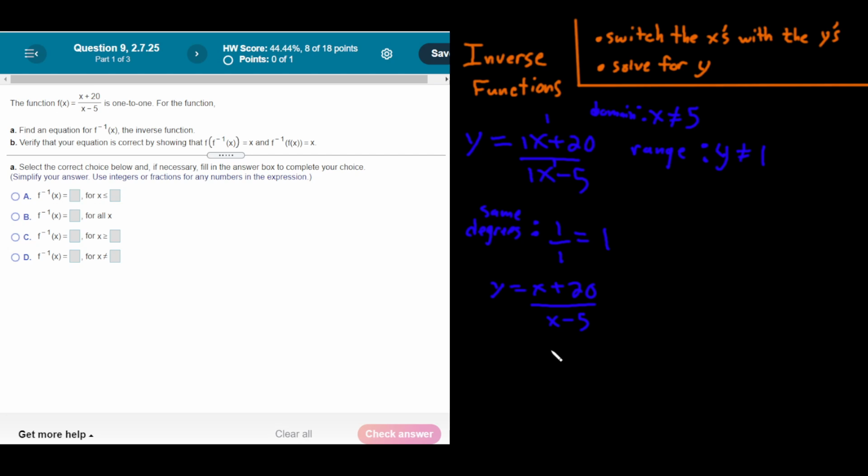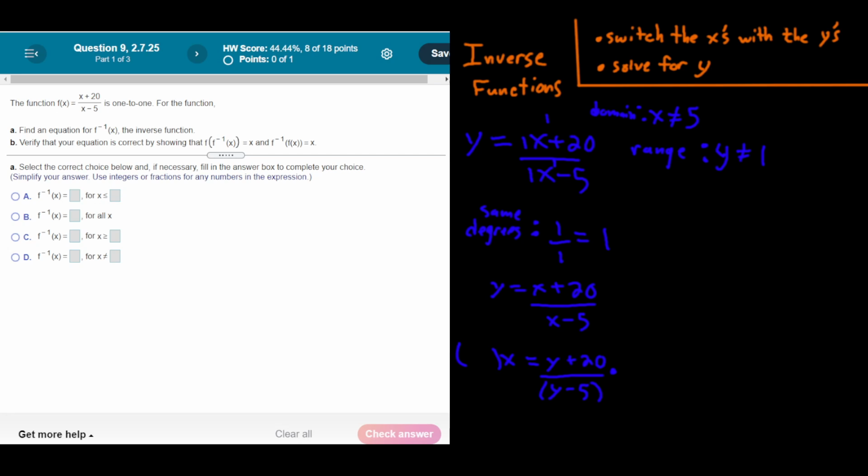First step you're going to do is to switch your x's and your y's. So that's x is equal to y plus 20 divided by y minus 5. So far, so good. Now we have a fraction. I don't like fractions, do you? So to get rid of this fraction, how about we multiply both sides by the denominator? And you're noticing I'm putting it in parentheses because we're going to multiply with the x as well. Let me make sure you guys can even see what I'm doing. Okay, you can see.